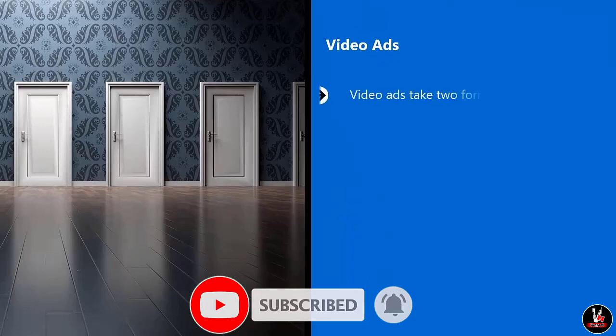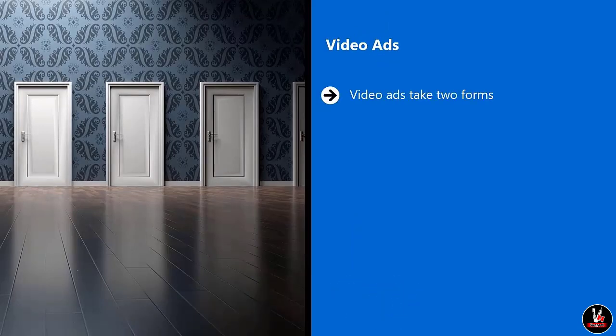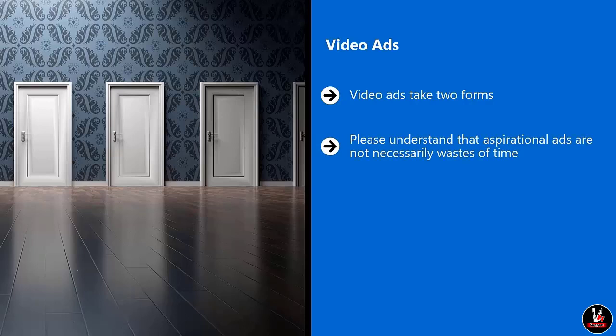Video ads. Video ads take two forms. You can highlight what your product is like when people are using it, or it can simply be aspirational. You can even show scenes of people having a good time, people smiling, enjoying themselves, and then projecting your brand. Please understand that aspirational ads are not necessarily wastes of time. When was the last time you bought a Calvin Klein underwear product because Calvin Klein just showed a picture of the underwear on a page?